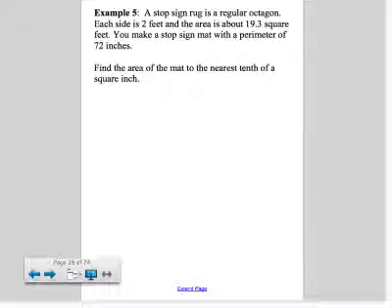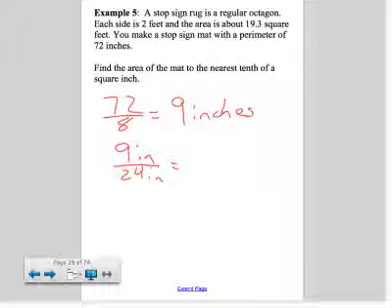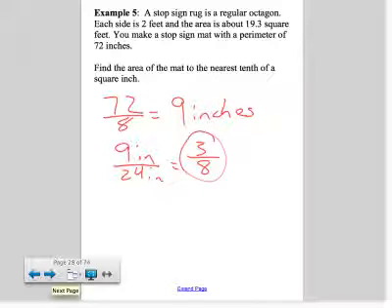I know the perimeter of the stop sign mat is 72. That means I can find the length of a side because it's an octagon. So I have 72 divided by 8. Tells me each side is 9 inches. Okay, and so now, I know the rug's each side is 2 feet, which is 24 inches, so I can find the ratio of the sides now. I have 9 inches over 24 inches. 9 over 24, 3 goes into both, so 3 over 8 is the ratio of the sides.